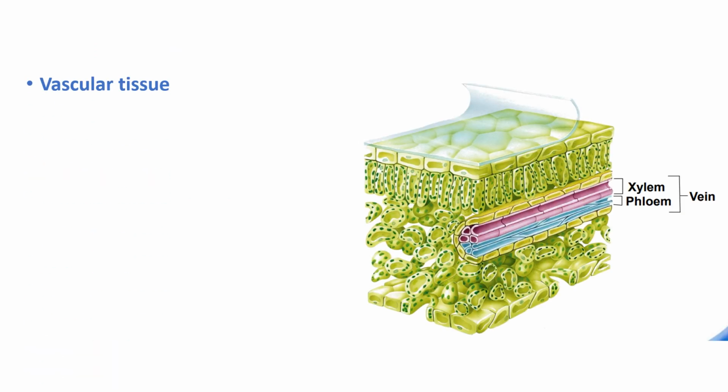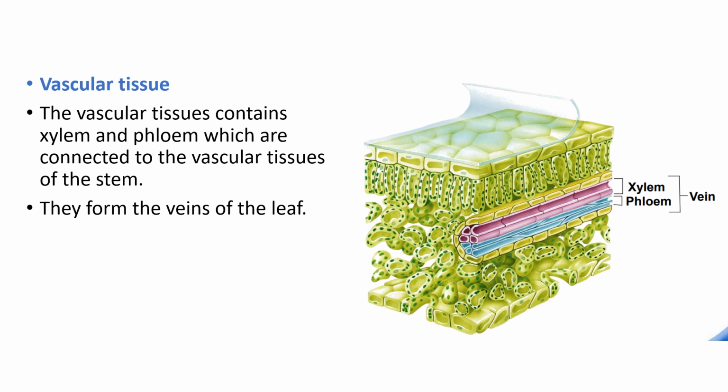Vascular tissue. The vascular tissues contain xylem and phloem, which are connected to the vascular tissues of the stem. They form the veins of the leaf.